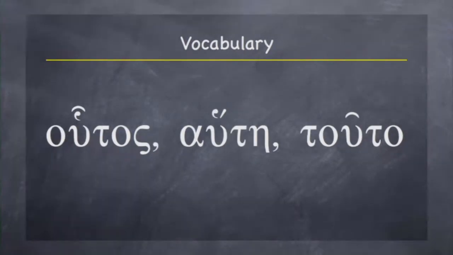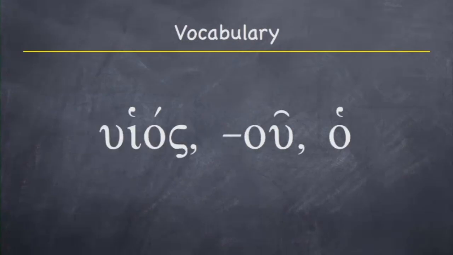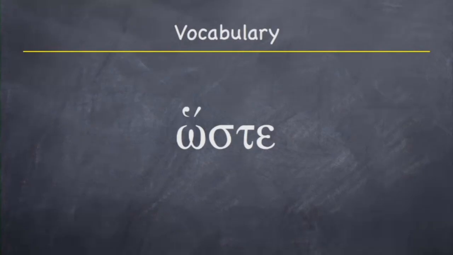Houtos, hautē, touto: in the singular, this or this one; in the plural, these. Su: you. Huios, huiou, ho: son, descendant, child. Hōste: therefore, so that.